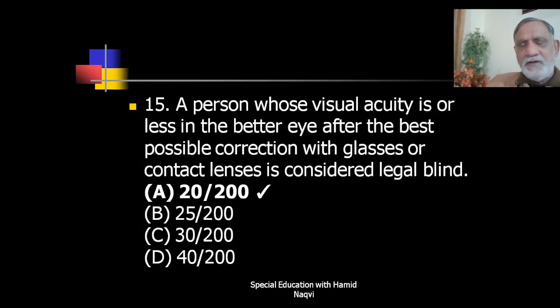Again, a question from the visually handicapped section. A person whose visual acuity is 20/200 or less in the better eye after the best possible correction with glasses or contact lens is considered legally blind. Options: 20/200, 25/200, 30/200 or 40/200. The correct answer is 20/200, even with possible correction.